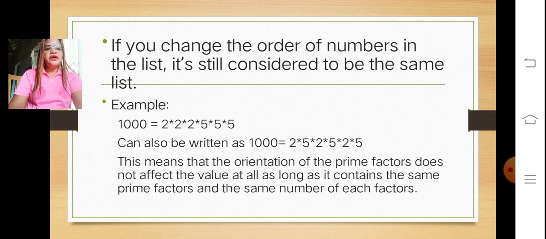If you change the order of numbers in the list, it's still considered to be the same list. For example, the prime factors of number 1000 are 2 times 2 times 2 times 5 times 5 times 5. It can also be written as 1000 is equal to 2 times 5 times 2 times 5 times 2 times 5. This means that the orientation of the prime factors does not affect the value at all, as long as it contains the same prime factors and the same number of its factors.